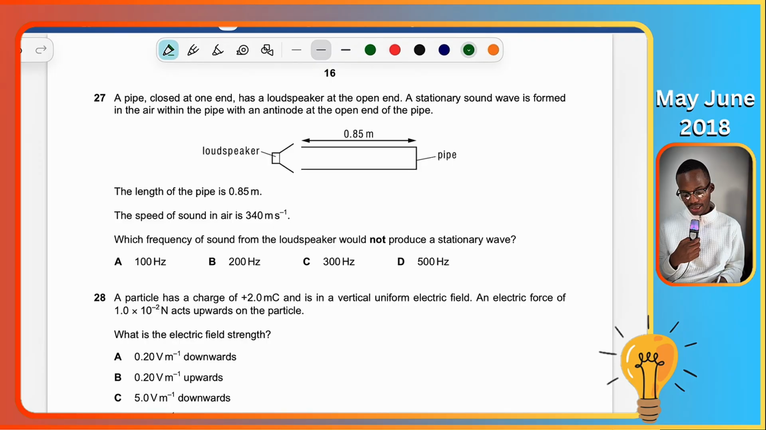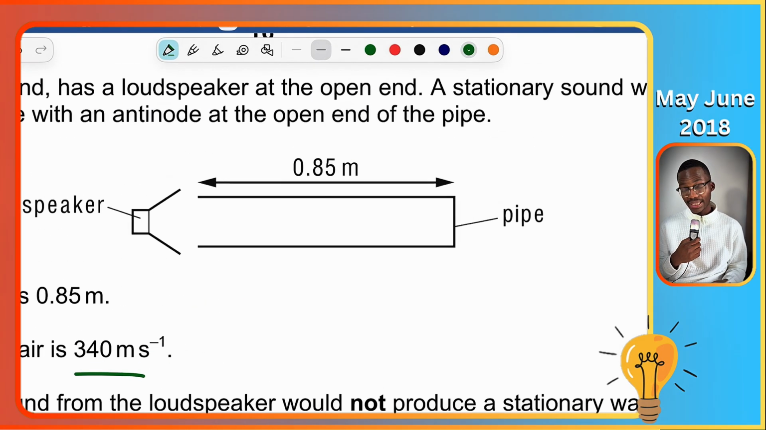A pipe closed at one end has a loudspeaker at the other. A stationary sound wave is formed within the pipe, and it has an antinode at one end. The length of the pipe is that, the speed of sound is that, which frequency is not going to produce a stationary wave. So you're going to need to understand this. The first simplest wave that you can produce is like this. With this one, you have a node and an antinode. That's the simplest one that you can produce.